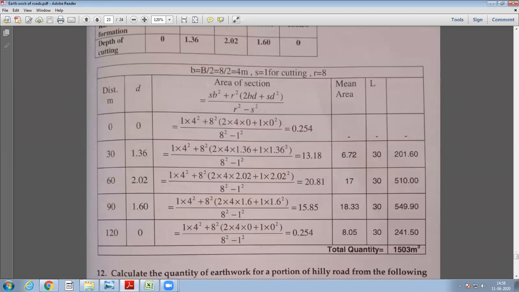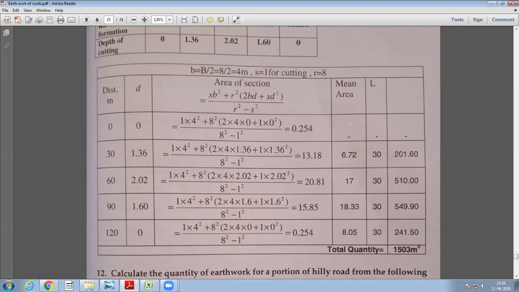So in the formula, it is SB square plus R square into 2BD plus SB square by R square minus S square. So B value is capital B by 2, that is 4 meter, and S is equal to 1 for cutting, and R is 8. This is based on the data. Distance, you can write depth from this table and substitute these values plus these values there itself, and you will get the column, that is areas like this.